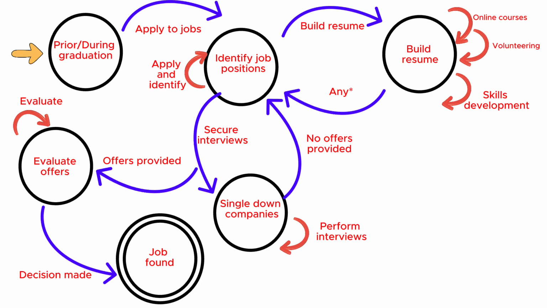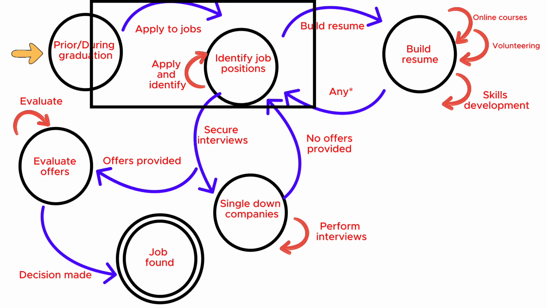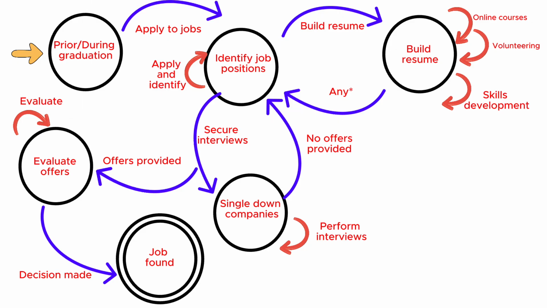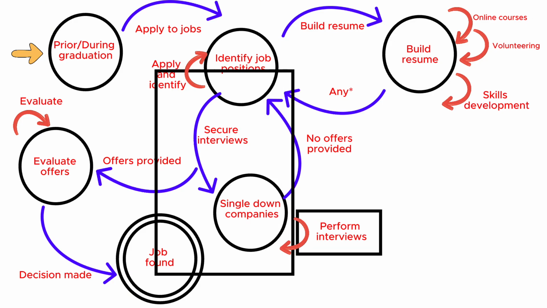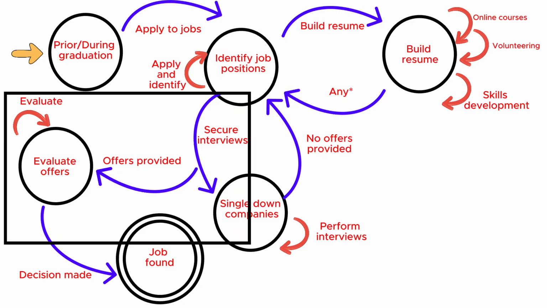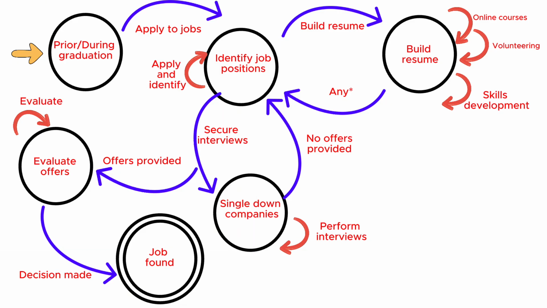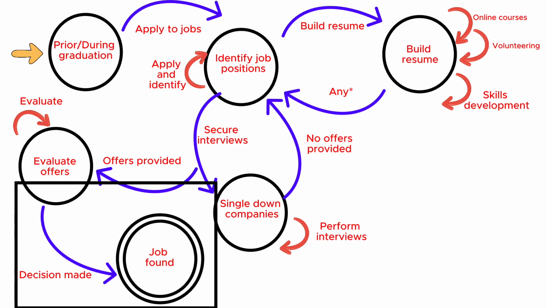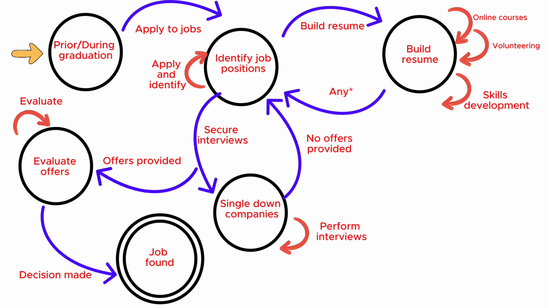This is another example of a finite state machine I'm using to plan my job situation after university. I'm going to perform a walkthrough. So prior and during graduation, we will apply to jobs, and this is a continuous process. As I apply to jobs, I may receive interviews. And if the interview goes well, I may receive offers. I will evaluate my offers and accordingly make a decision where I will finally find a job.